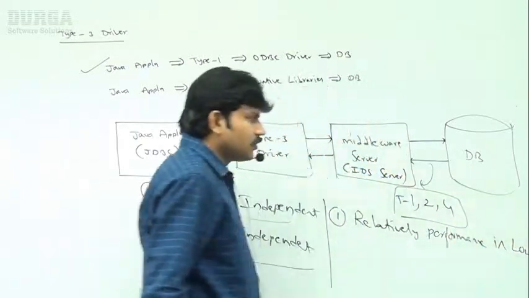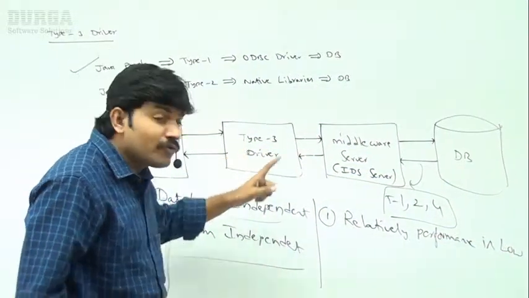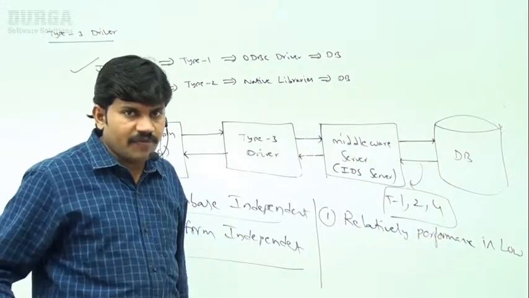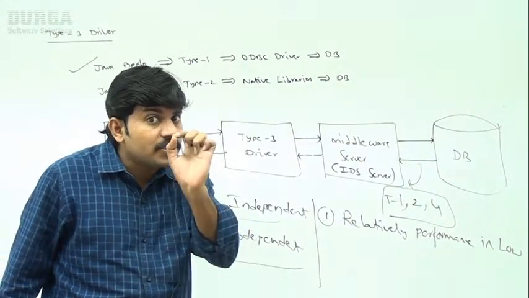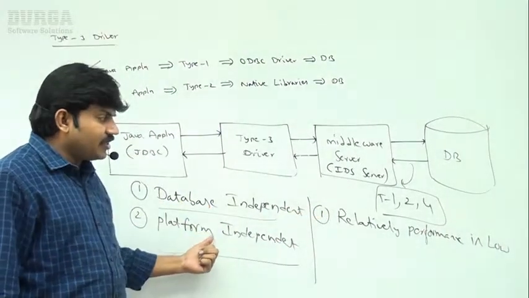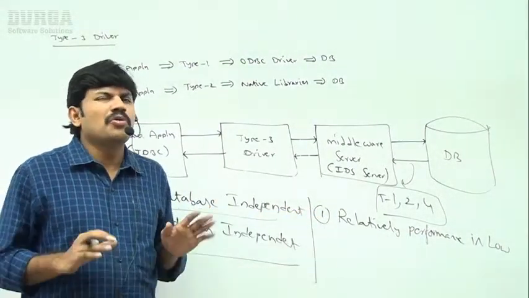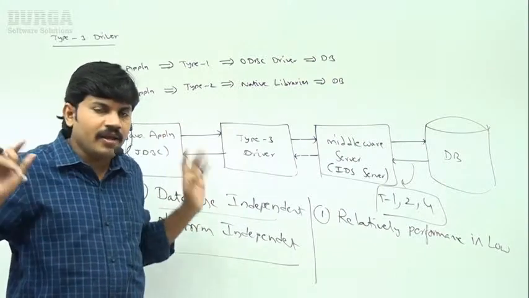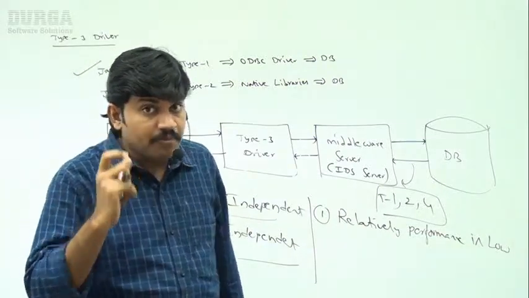Relatively performance is low because of 2 level conversion. Clear for all of you, right? Okay, that's all. This is the first problem, right? Sir, no problem, because when compared with these advantages, performance is going to be down. No big issue for us.